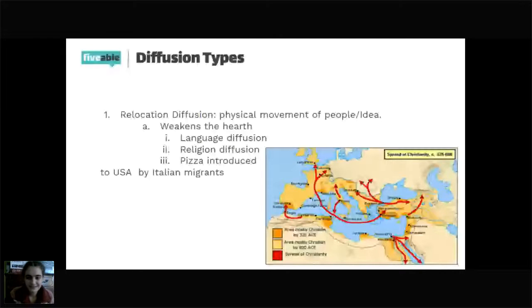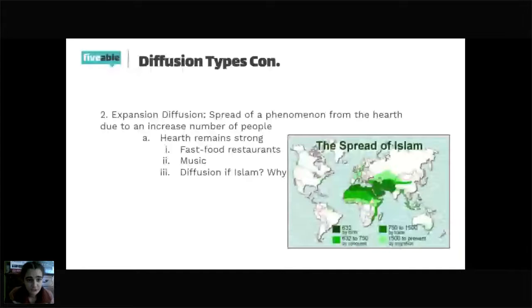Yeah, that's right. All the examples you guys mentioned are accurate. Okay. So now to expansion diffusion. Expansion diffusion is different from relocation diffusion. You guys have to understand them.